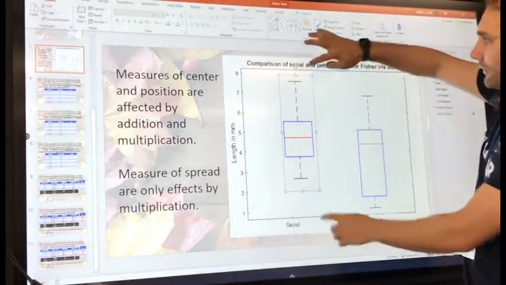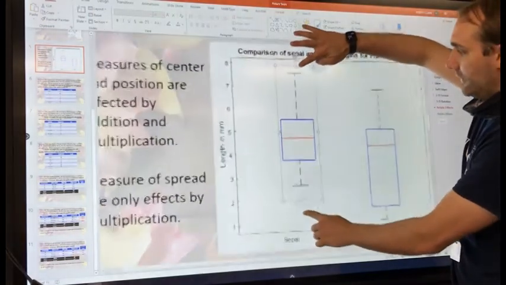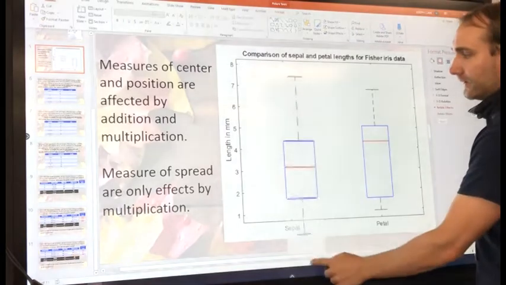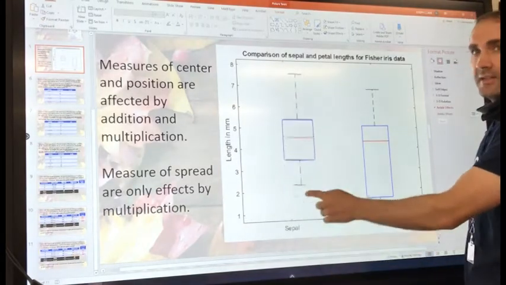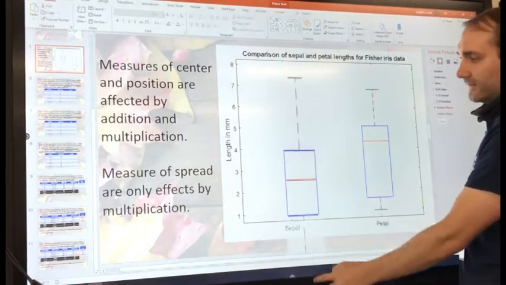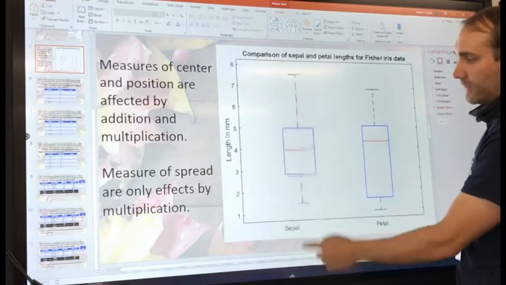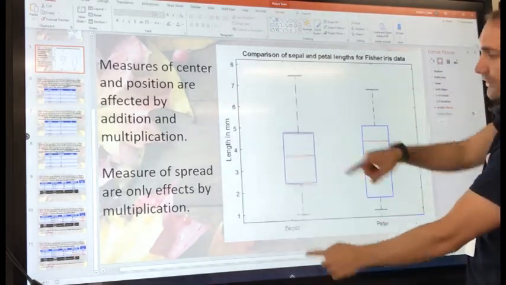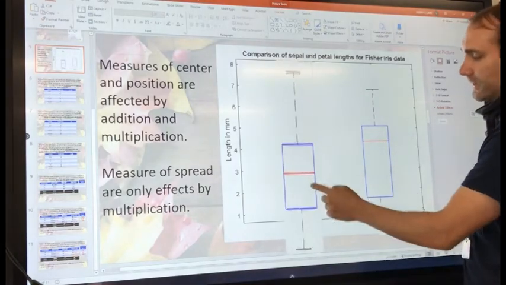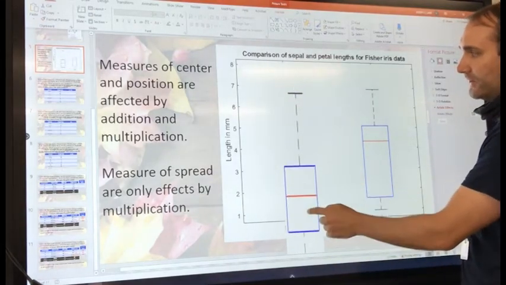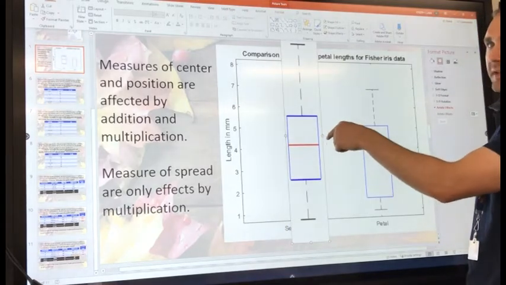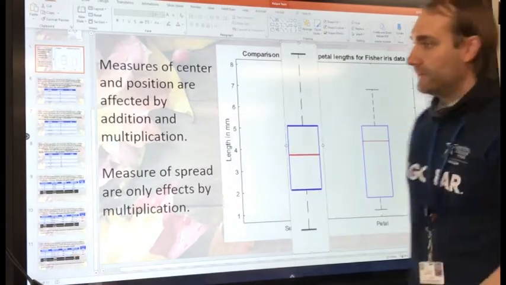Now what if I were to multiply, which is doing this? There we go. Multiplying. Now does my IQR and standard deviation change? Yes. So that changes with multiplication. As you see, other things change as well with multiplication. So everything changes with multiplication. Adding and subtracting, which is doing this, the IQR and standard deviation are not affected.